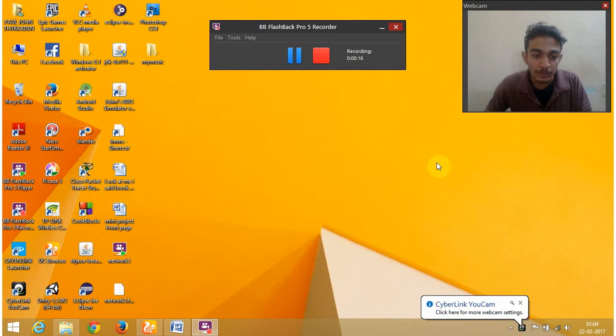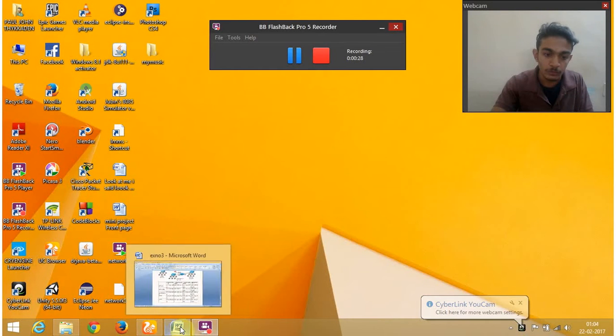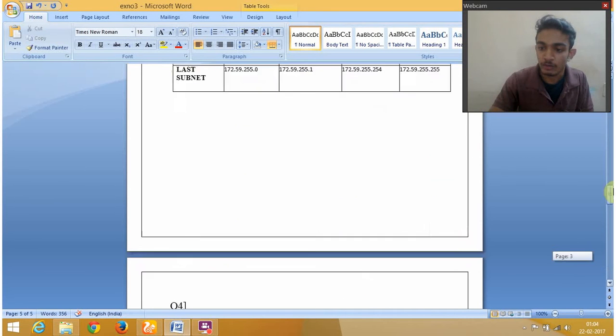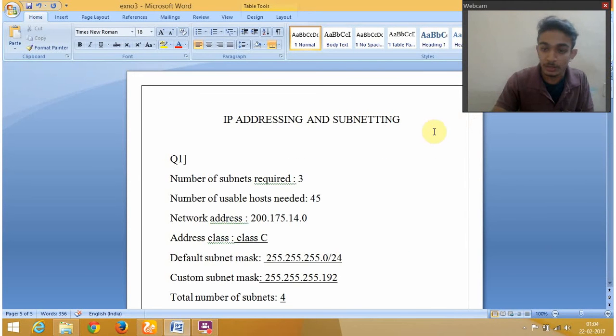And the topic given to me is based on subnetting and IP addressing. Without further ado, let's move on to the questions that have been given to me. Here, I have not been asked to do a Packet Tracer simulation. So I've been asked to solve the subnetting problems, and I've created a Word document with the questions. I've been given 5 questions.